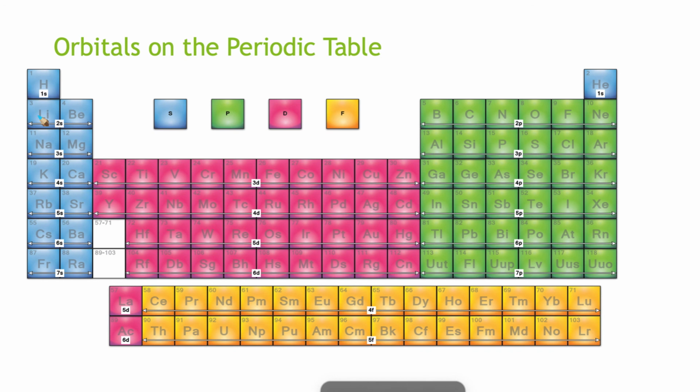s orbital, 2 electrons maximum, 1, 2, so we go left to right. If we go through this s orbital, we hit our maximum amount of electrons. We look here at the p orbital, 1, 2, 3, 4, 5, 6, 6 maximum electrons. D orbital, 1, 2, 3, 4, 5, 6, 7, 8, 9, 10. And then the f orbital, 1 through 14. So the blocks on the periodic table correspond with the maximum number of electrons in each orbital.